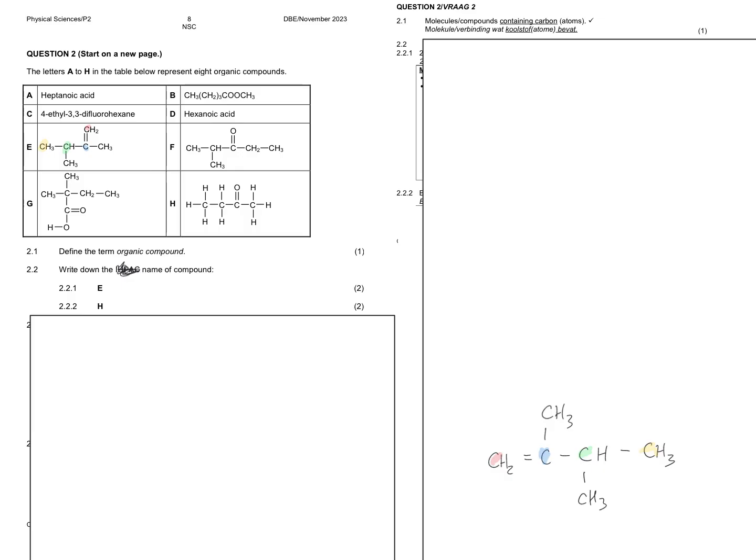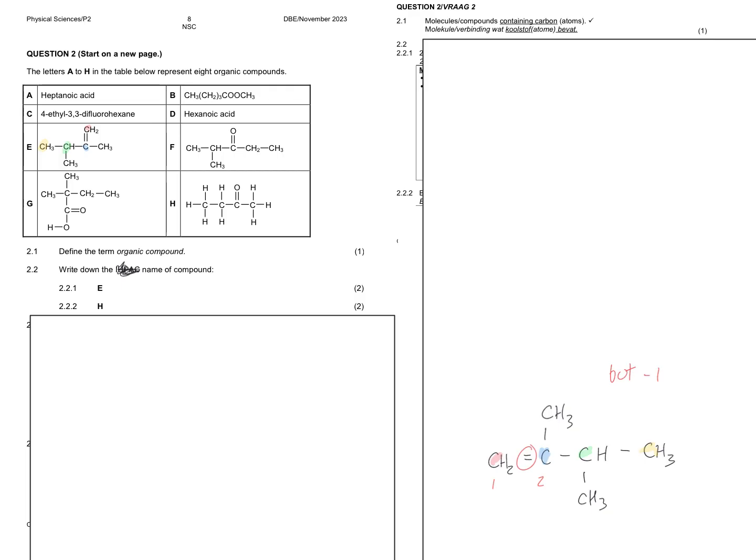So now to name it, the longest continuous chain of carbons is 1, 2, 3, 4. So that means that this thing is bute. There's 4 carbons in the longest continuous chain. There is a double bond on the first carbon. It's between carbon number 1 and carbon number 2.